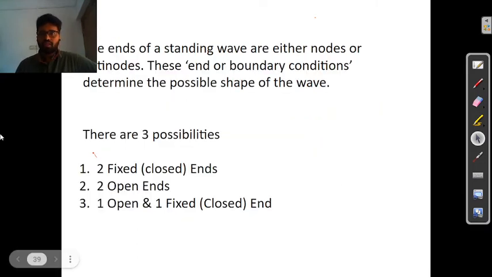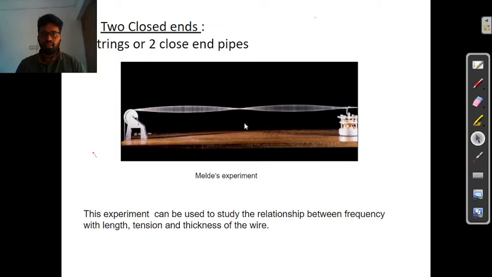So the ends of a standing wave can either be nodes or antinodes. These ends are boundary conditions that determine possible shapes of a stationary wave. There are three possibilities: two fixed ends, two open ends, and one open and one fixed end. The first possible condition is a wave formed when there are two closed ends. So whenever we have closed ends, we have nodes at the ends.